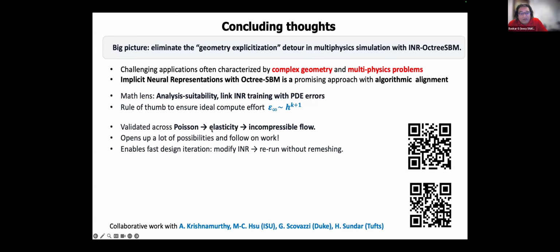So we showed validation across Poisson equation, elasticity, incompressible flow. This opens up a lot of possibilities: fluid structure interactions, other multiphysics flows. It also allows a lot of fast design iterations, right? Because we are able to modify the INR, and this is another work that Samudra has recently done. Stay tuned; it's going to come out on arXiv imminently. And so essentially, we modify the INR without having to rerun any remeshing, right?